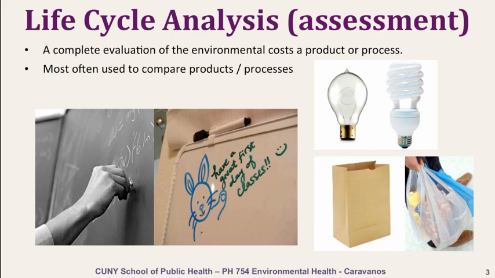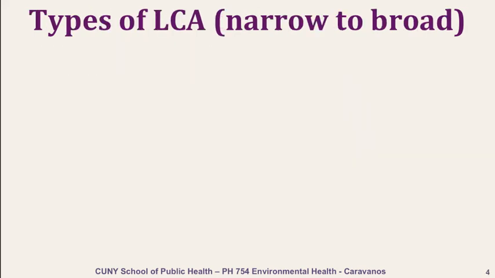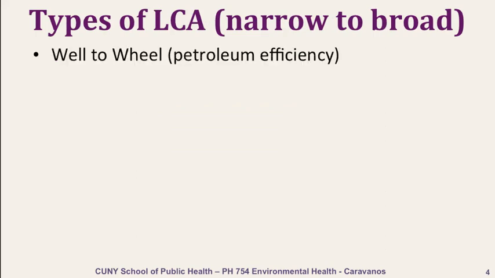So what are the types of life cycle analyses? Well, let's go from the narrow to the very broad. And the narrow would be energy or petroleum usage. Exactly how much oil does it take to make a calculator, to make a pen, to make a piece of paper? Very narrow assessment. But the more narrow, sort of the more easily quantified.